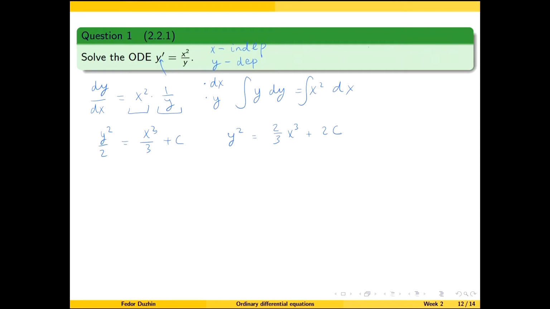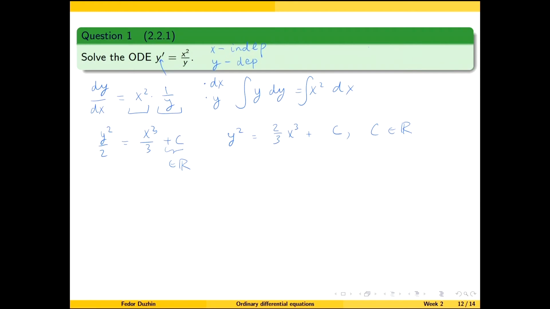But what is this c? It is just any real number, right? The c represents any real number. But if c is an arbitrary real number, then 2c is also an arbitrary real number. There is no restriction. If c can be anything, then so can 2c. Therefore, writing that y squared equals 2/3 x cubed plus 2c is as good as writing plus c, because either c or 2c just stands for any real number, where c is any real number. Which means that we can just delete this multiplier 2.